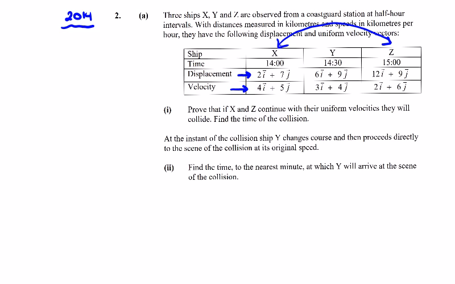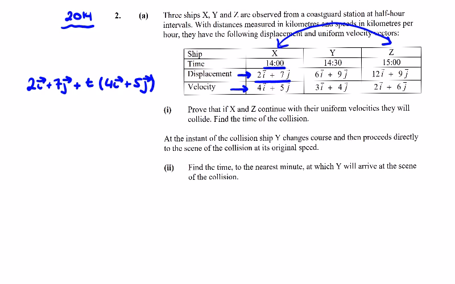So X is observed at 2 o'clock at this position, this displacement, 2i plus 7j. In an hour's time, we'd add on 4i plus 5j. We don't know when they're going to meet. This is what we're going to work out here. We're going to work out the time.